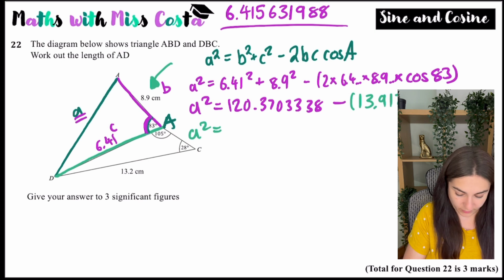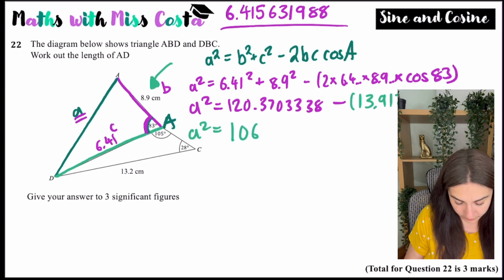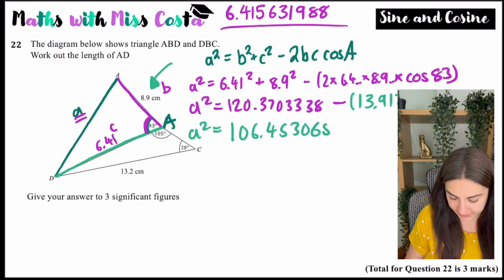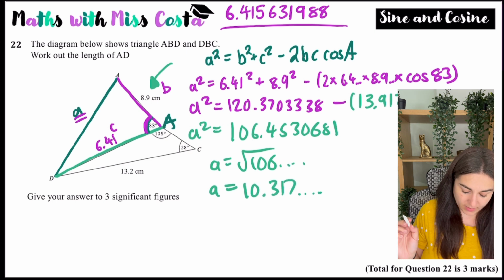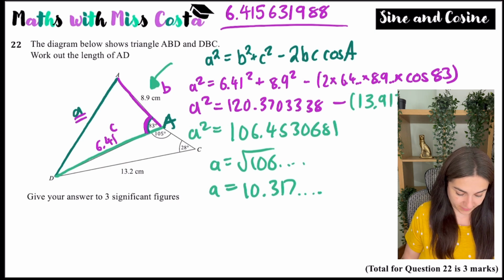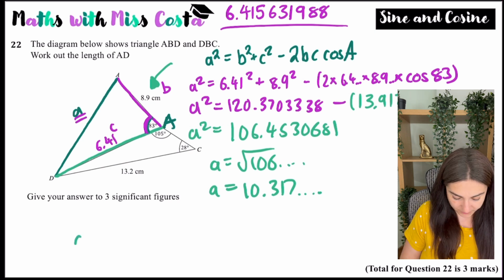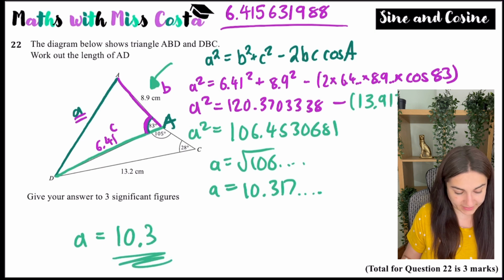take 13.917, and that gives me 106.4530681. To work out A, I'm going to do the square root of this. So A is the square root of answer, which is 10.317. And that is what I'm trying to find out. I'm trying to find out the length of DA, and that is A. So A equals 10.3 to 3 significant figures.